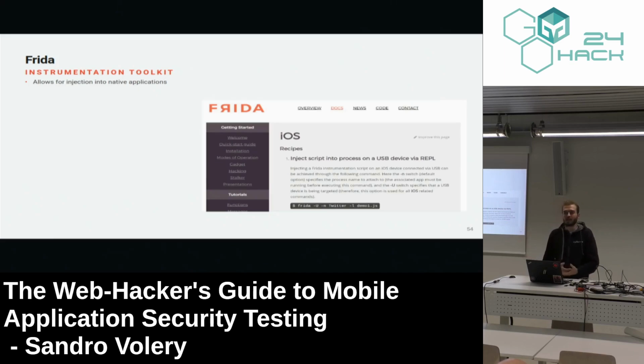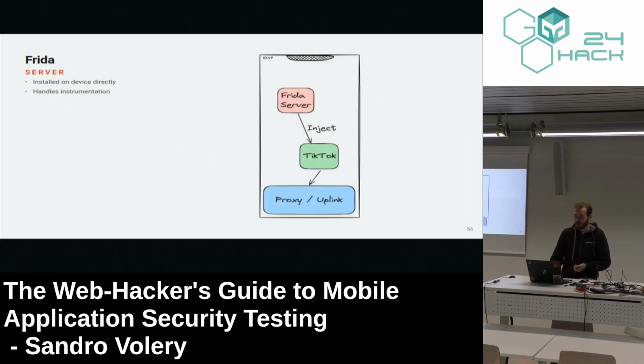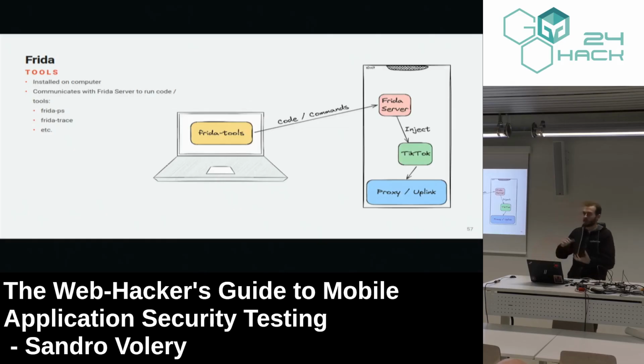It allows for instrumentation of native applications. Works really well, and it usually comes in these two components. It's at least the ones that I use the most, which is the Frida server and Frida tools. The Frida server is on the device directly and handles the actual instrumentation. So it's going to be the piece of software running on the phone which talks to the individual applications. Frida tools is on my workstation, and it's going to be talking to the Frida server to give it the instructions of what it needs to instrument.